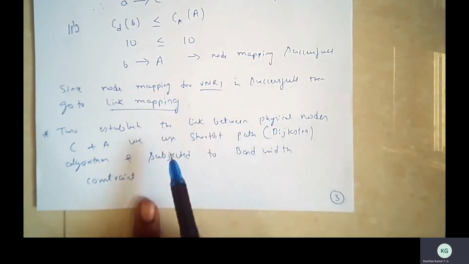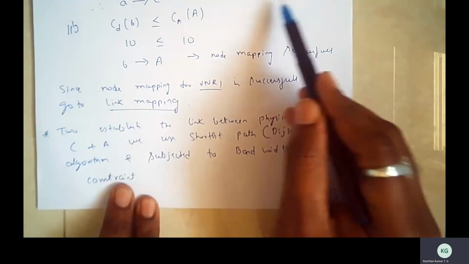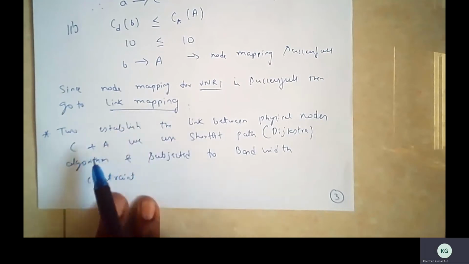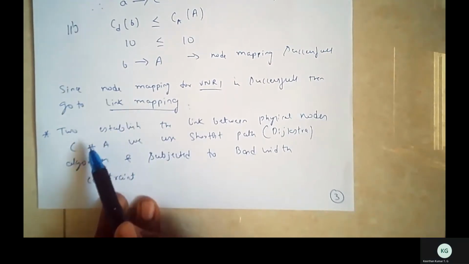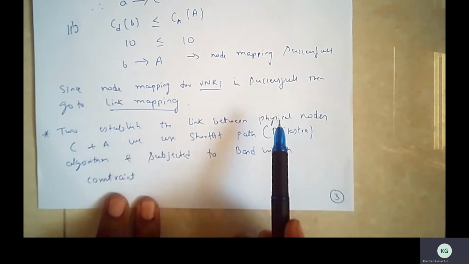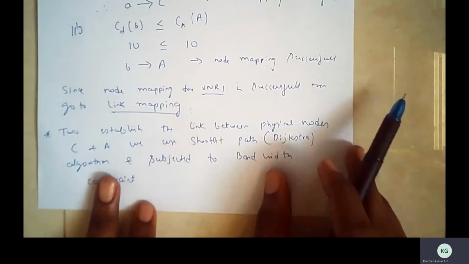So in our example, both node mappings are successful. Then I'm going for link embedding. Now, to establish the link between the physical nodes, what are the physical nodes here that I need to connect?